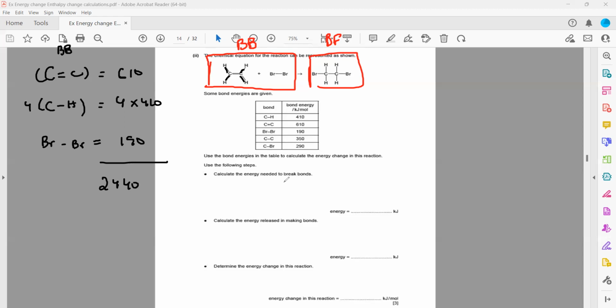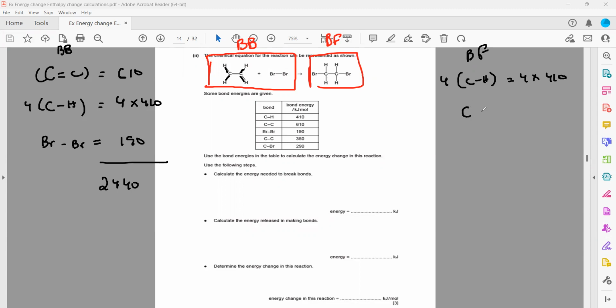Which is 2440. That's the bond breaking energy. Then the product side is bond forming. How many bonds are formed? There is 1, 2, 3, 4. So 4 C-H bonds are there. So 4 times C-H, 1, 2, 3, 4. C-H is 410, so 410.